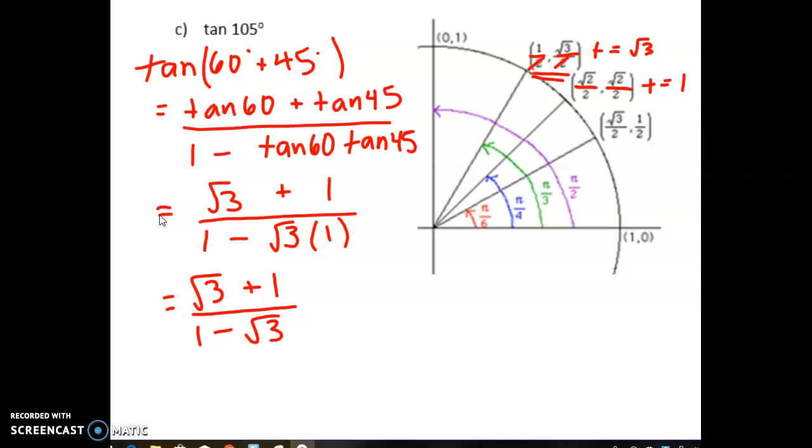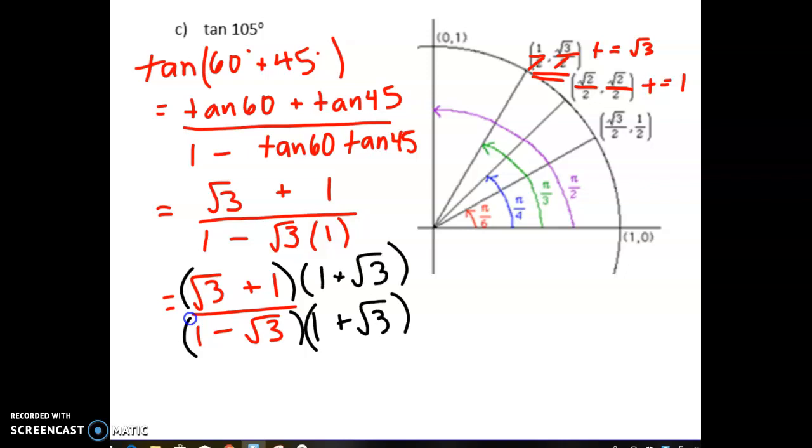So remember that since you can't have a root on the bottom, we're going to have to multiply everything here by the conjugate, and the conjugate is the same thing but with the opposite sign. So this was all from Pre-Calc 20, where you multiply things by the conjugate. Now, when you multiply this, it's just a FOIL process. So for the top, it's going to be root 3 times 1, which is root 3, root 3 times root 3, which is root 9, so just 3. 1 times 1 is 1, and then 1 times root 3 is another root 3.